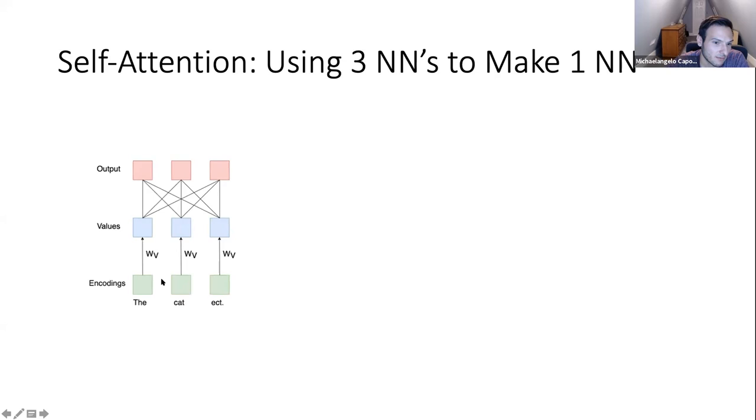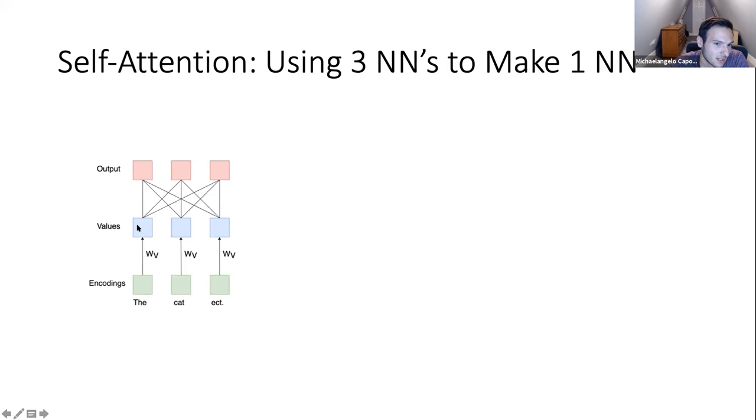So as I said, the first thing is you're going to generalize your inputs, and so really all this is just you're going to take your encoding and pass it through a neural network. This is why I say at the top, it's using three neural networks in a way to make one neural network. So these three will combine to make one generalized neural network. So this is the first one. You have a set of weights called WV. These are going to output these, quote unquote, values. So you go from encodings to values. And this transformation is applied in the same exact way for "the," same exact way for "cat," and same exact way for "et cetera." So these weights are shared right here. That gives you these general inputs.